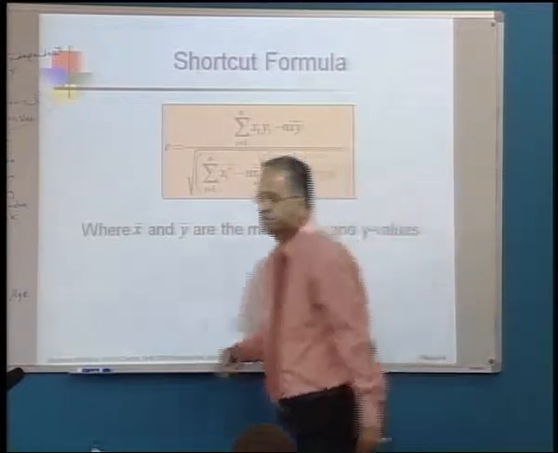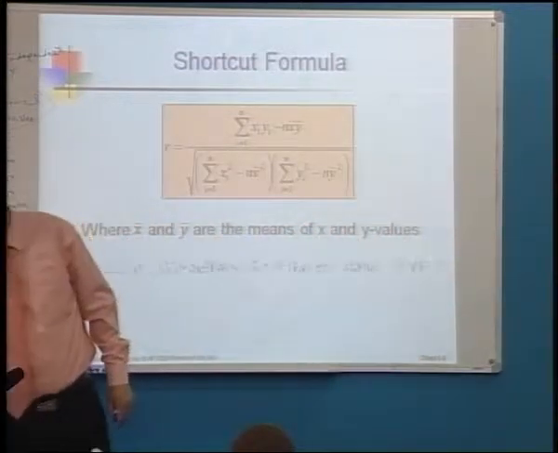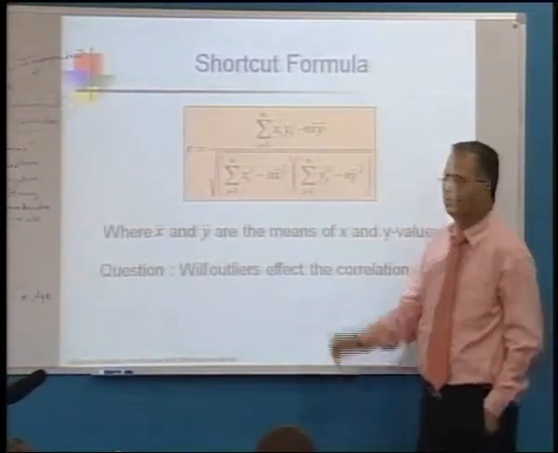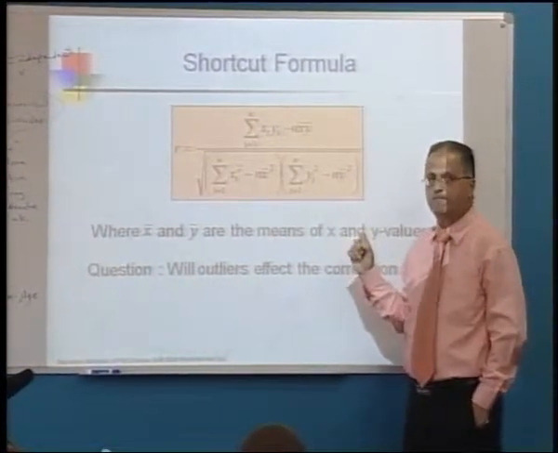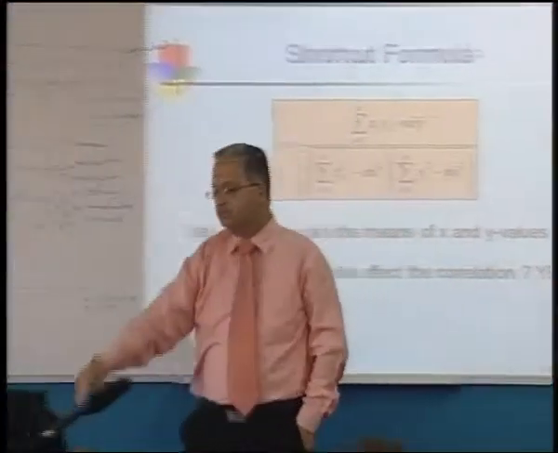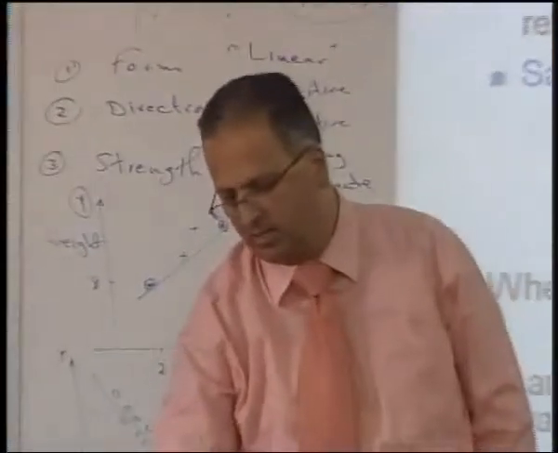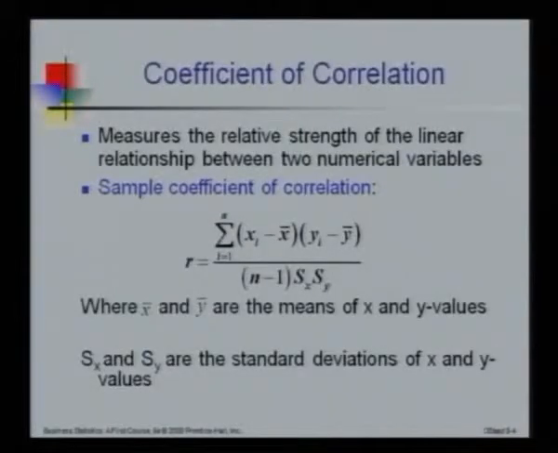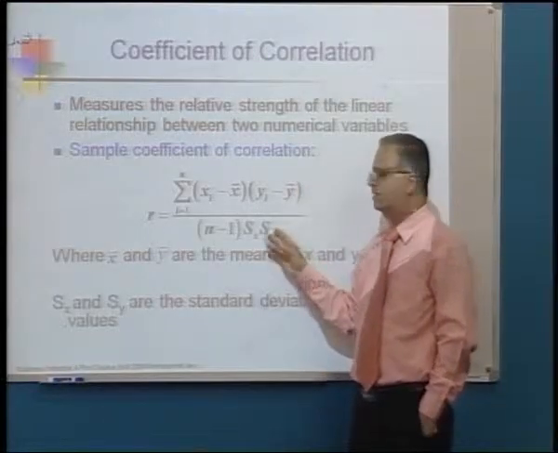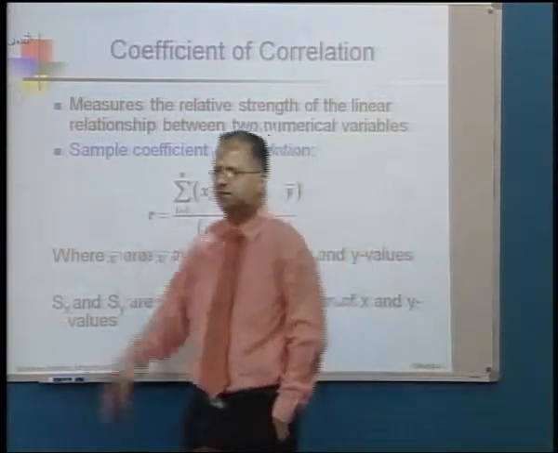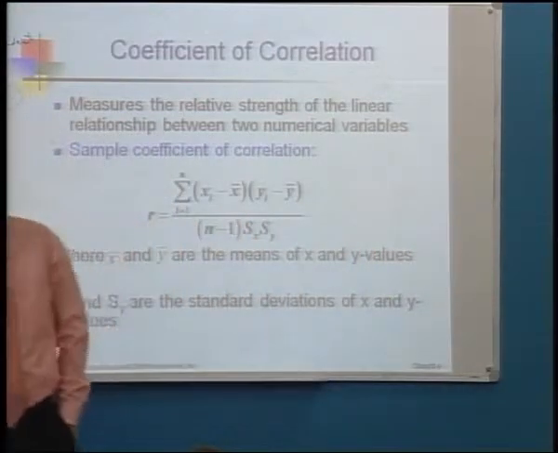Now the question is, do outliers affect the correlation? For sure, yes. Because this formula is actually based on the means and the standard deviations, and these two measures are affected by outliers. So since R is a function of these two statistics, the means and standard deviations, then outliers will affect the value of the correlation coefficient.